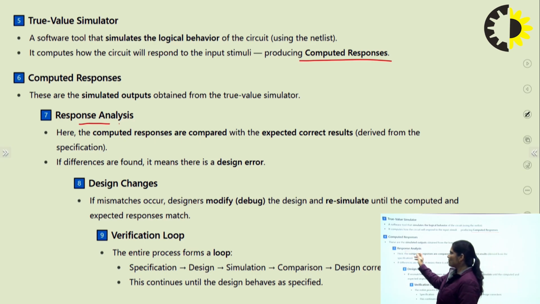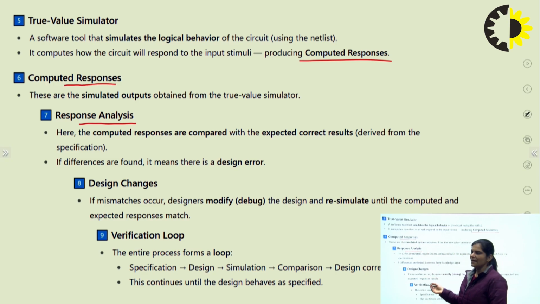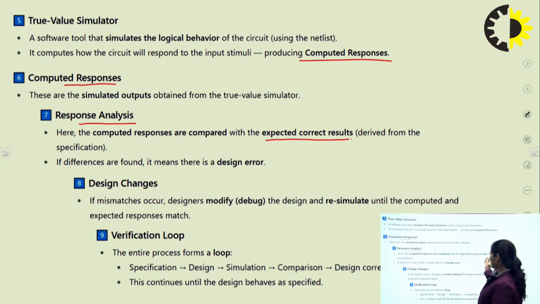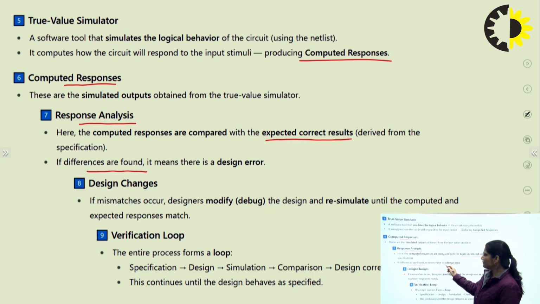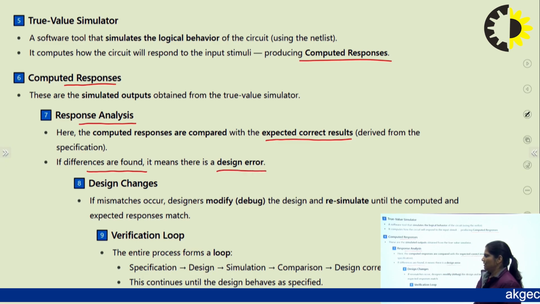Now here is the response analysis. The computed response which we are getting from the circuit and what the actual response should be: we have to compare the two. If there is an error, then we have to repeat the whole process. If there is no error, then we can do the fabrication. So the computed response is compared with the expected correct results, or the actual results. We take the difference, and if we find any difference, that is known as a design error. If there is no error, we do the final step.